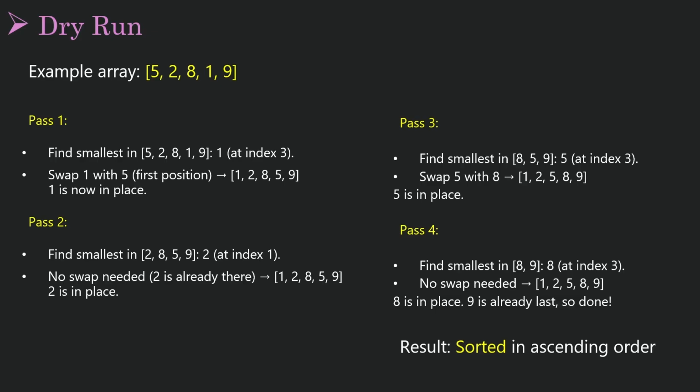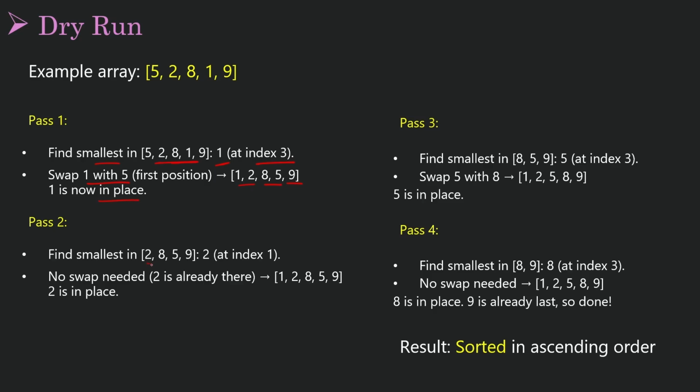Initial array, 5, 2, 8, 1, 9. Pass 1. Find smallest in 5, 2, 8, 1, 9. 1 at index 3. Swap 1 with 5, first position: 1, 2, 8, 5, 9. 1 is now in place.